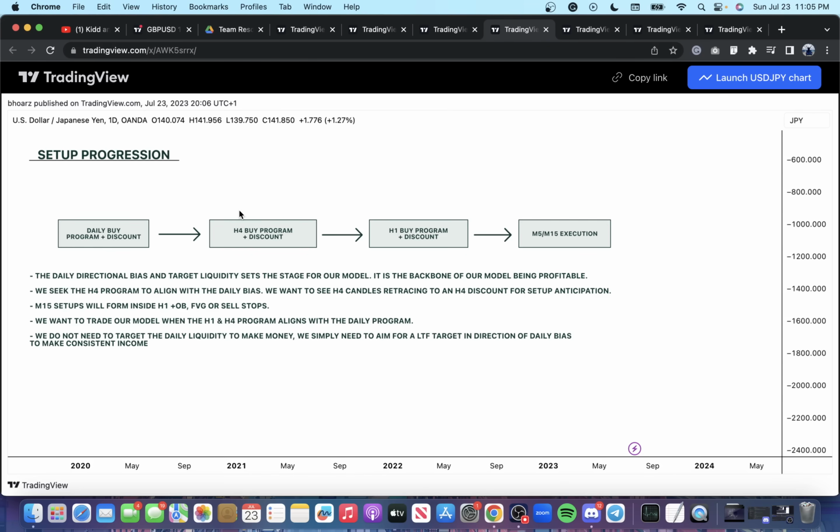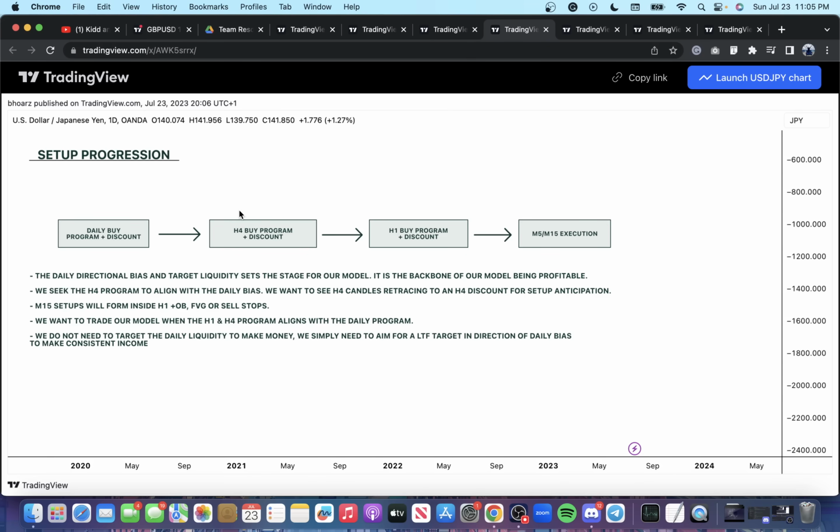It's not just enough to identify the daily program and that the daily program is willing to see expansion to the terminals. We also need to identify that the lower time frame is in sync with the daily profile or program. So what do I mean by that?